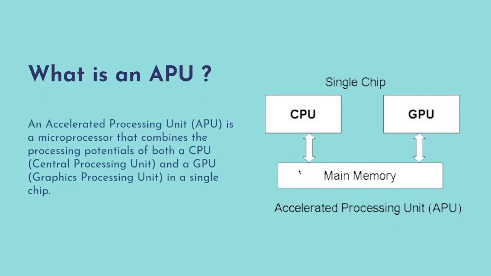So what is an APU? An APU is basically a microprocessor that combines the processing potentials of both the CPU and the GPU in a single chip or a single die. In most systems, the CPU and the GPU are two separate entities, so there isn't actually a problem with this, except that the data transfer rate will drastically improve if the two processors are closer to each other. Furthermore, these two units operating at the same time usually results in a higher power consumption.